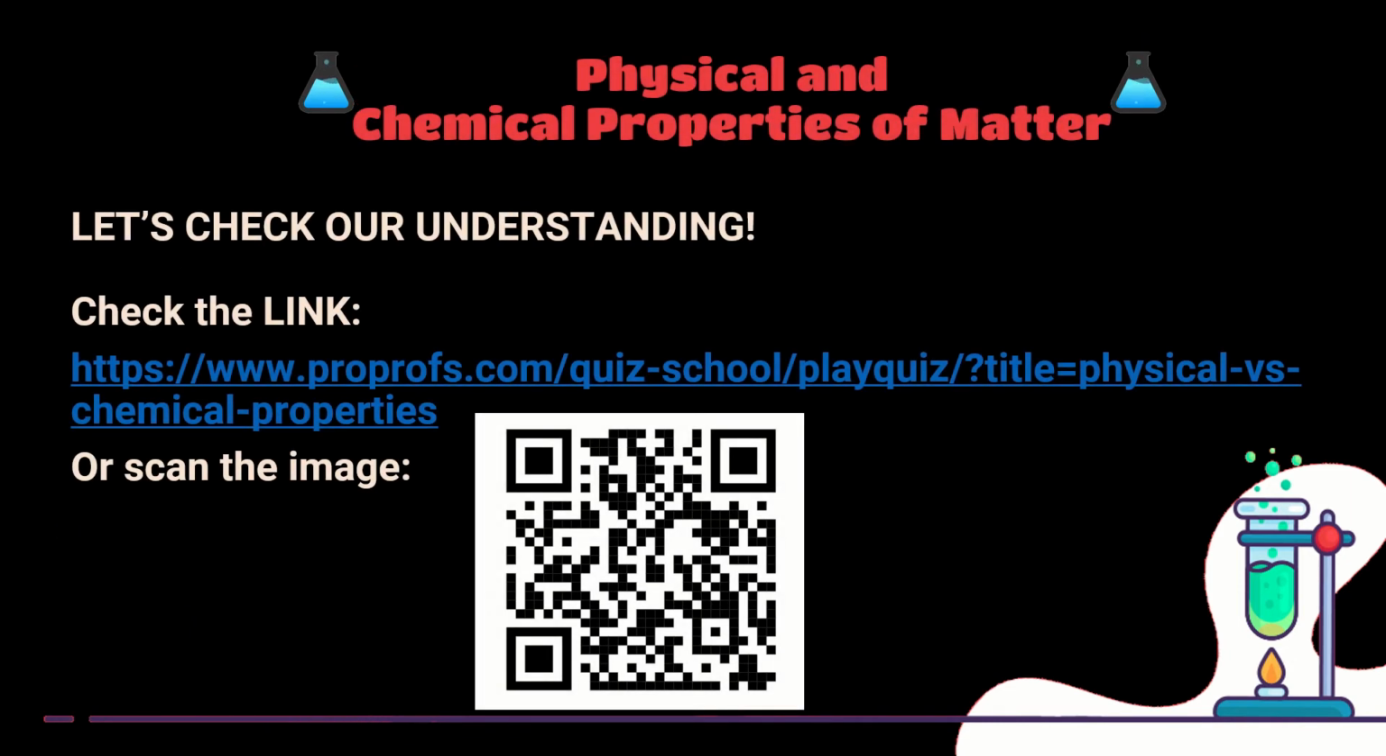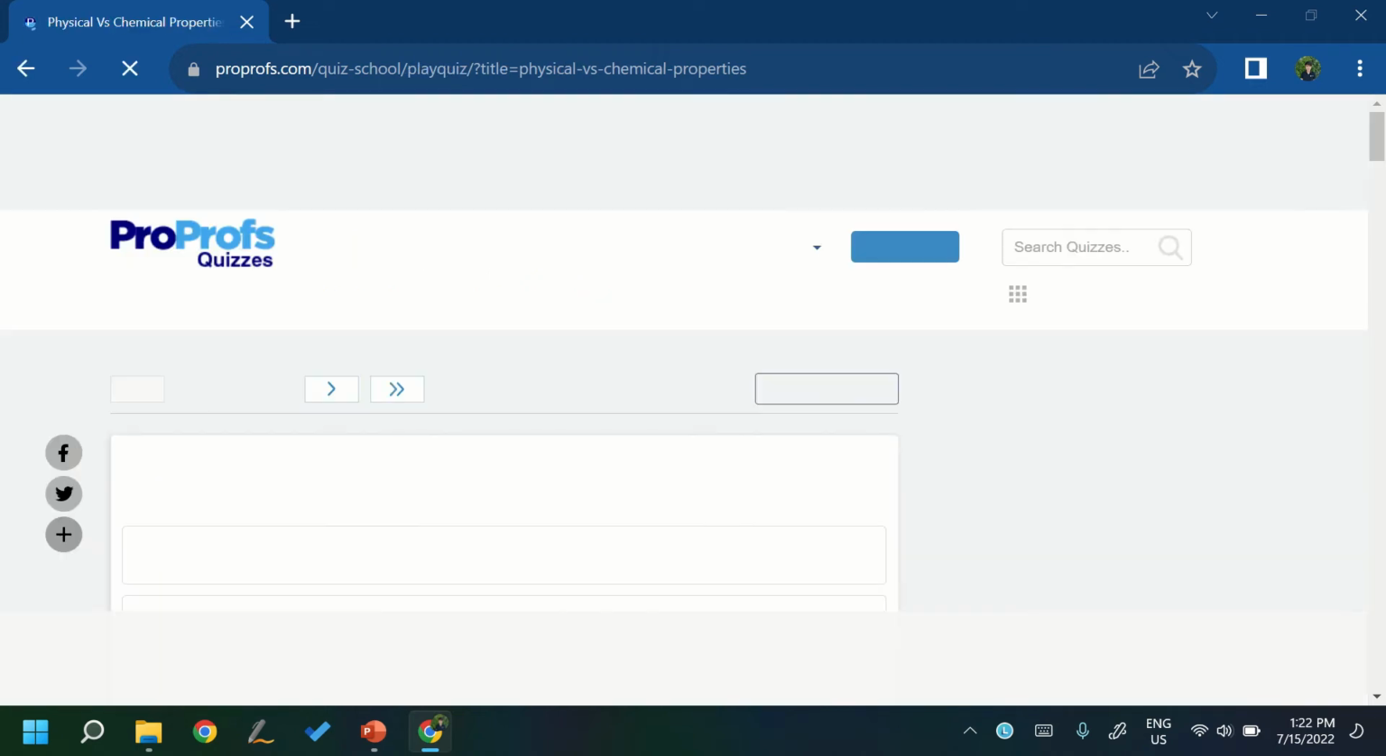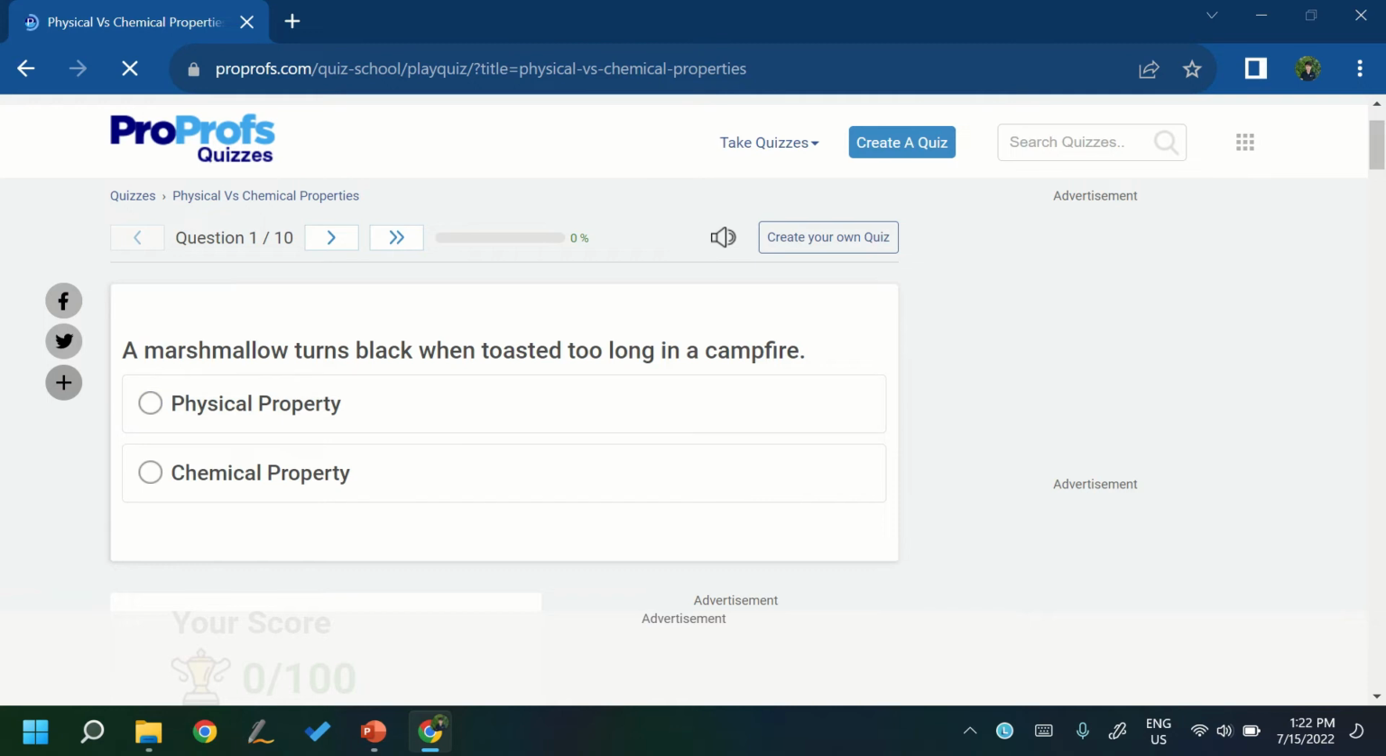Now, let us try to check your understanding regarding the different properties of matter, which is either chemical or physical. So you could type in the link or scan the QR code in order to test your knowledge in the properties of matter. Okay, so let's try to test our knowledge. This is by ProProfs. So let's start. We're going to answer 10 questions here.